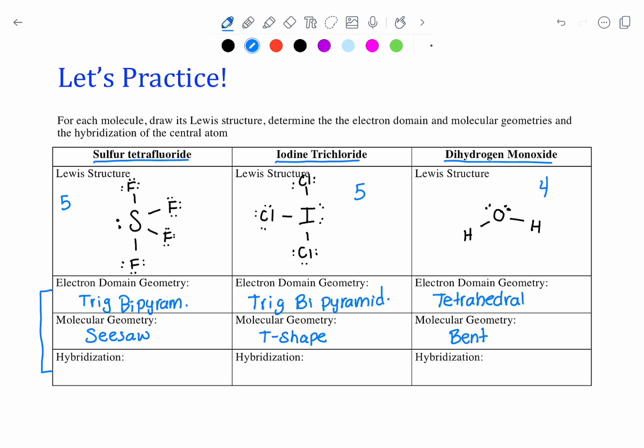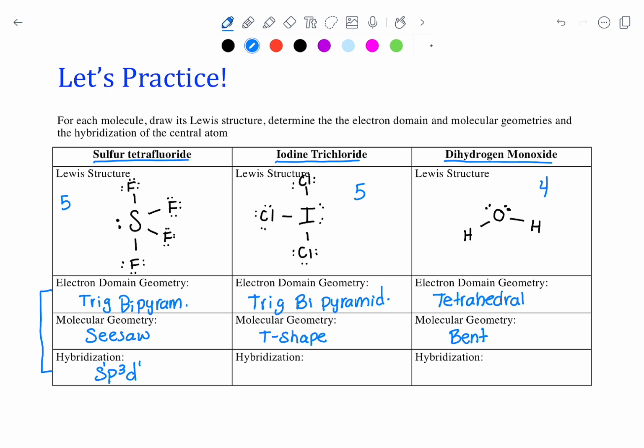Okay. So now we're going to relate our electron domain geometries to our hybridization. If we're looking at our electron geometry chart, we can see that if we have 5 electron domains, that corresponds to a hybridization of sp3d. How can we double check that? Well, we add up our exponents. 1 plus 3 plus 1 is equal to 5. That's 5 electron domains.